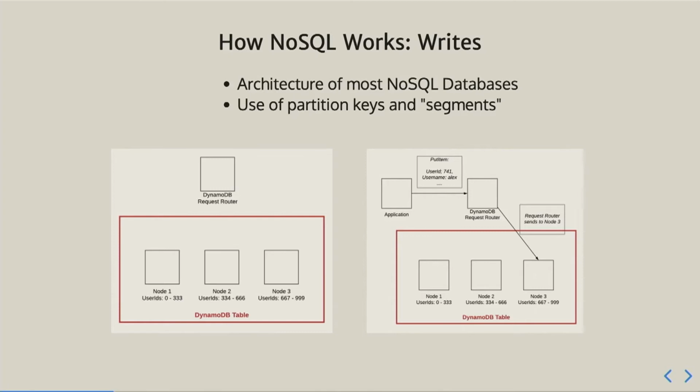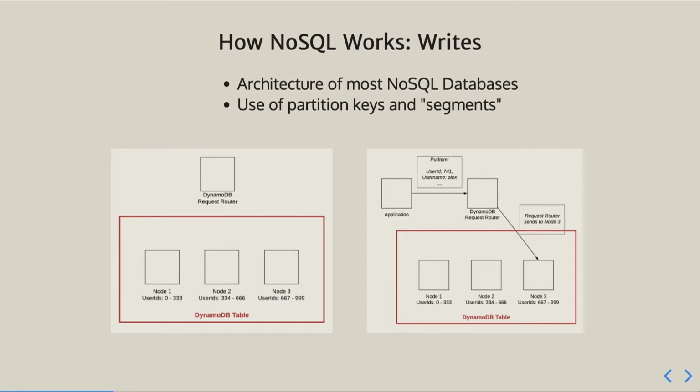So how does a NoSQL database work? This is the architecture here of a Dynamo table, but it really applies to most NoSQL databases. They're pretty much all set up this way. And really, they use partition keys or segments to decide which node is going to serve which request based on the data that you're inputting or reading from the database.